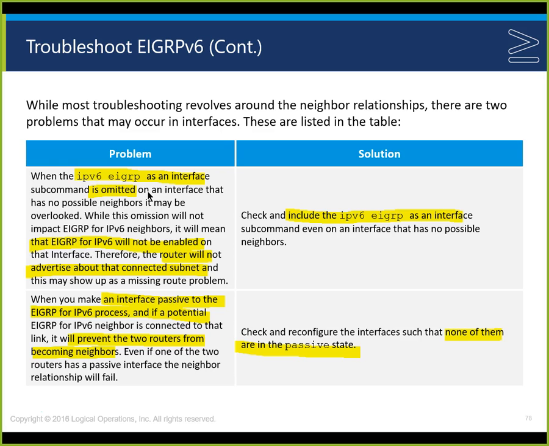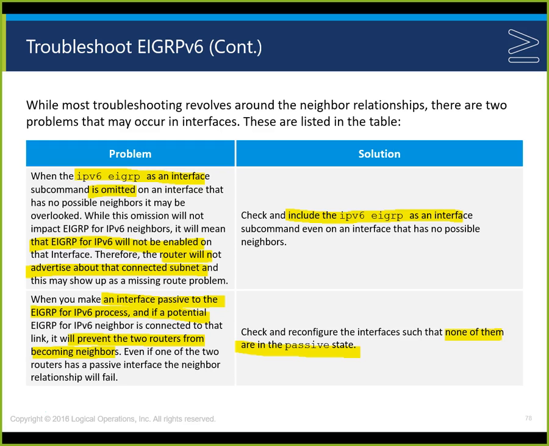Another problem is when the IPv6 EIGRP interface subcommand is omitted. An interface that has no possible neighbors to it may be overlooked. Check for this, and this is the one that is not being advertised. Be sure that you have the IPv6 EIGRP autonomous system number on it. Be sure that you have initiated the autonomous system number on those interfaces.